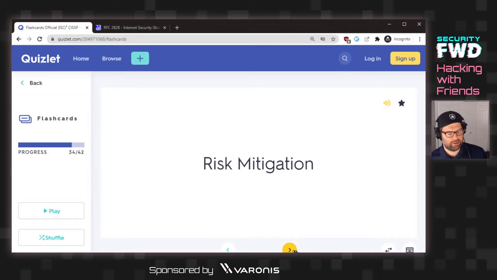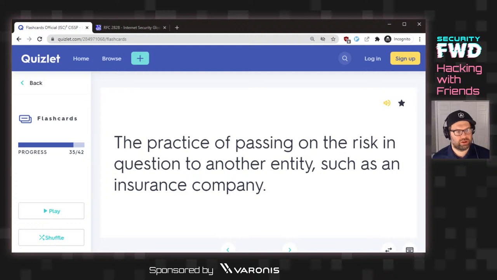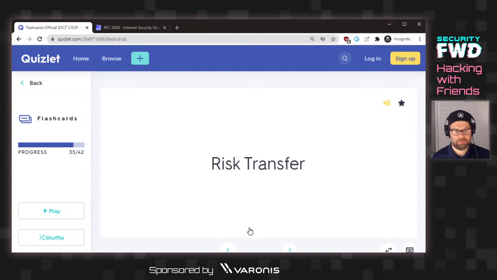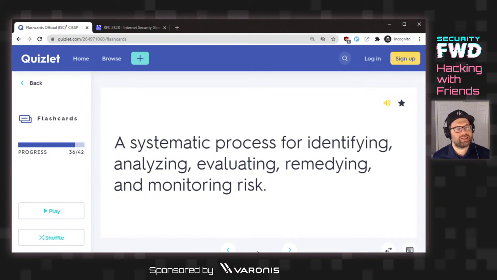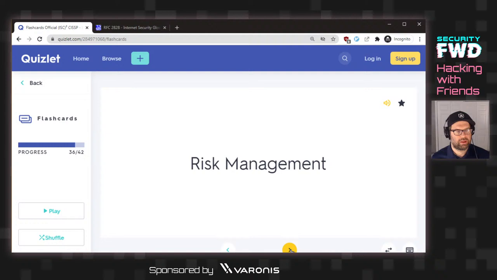Okay, the practice of passing on the risk in question to another entity, such as an insurance company. Risk transference? Risk transfer. Certainly that should be transference. All these big, fancy, technical, legal terms, and they have risk transfer. Okay. A systematic process for identifying, analyzing, evaluating, remedying, and monitoring risk. Risk management? I feel like we just went through that. The last five of these were risk management.